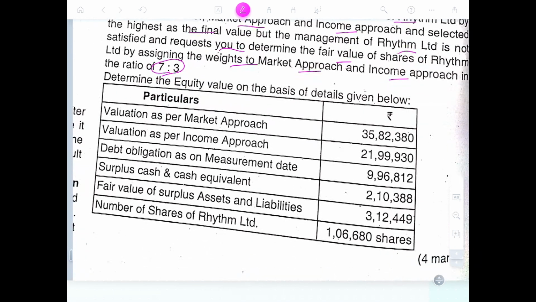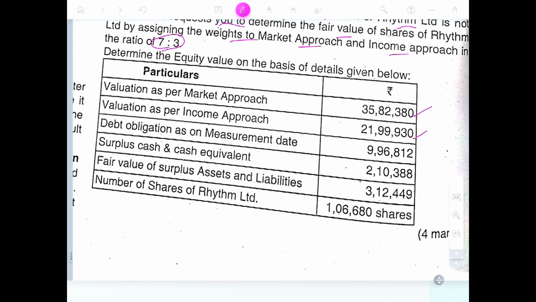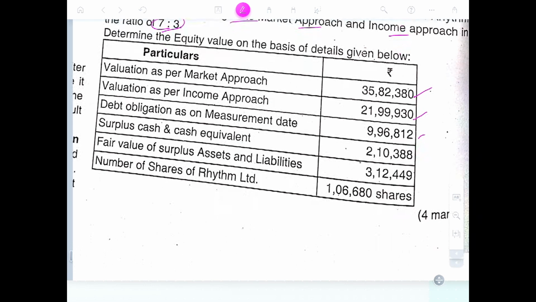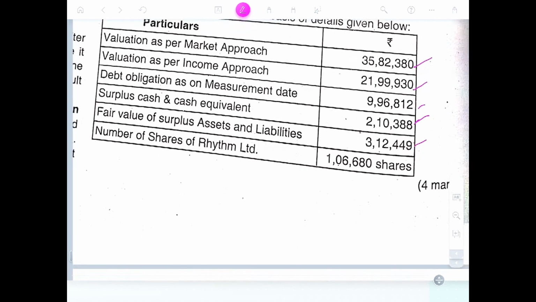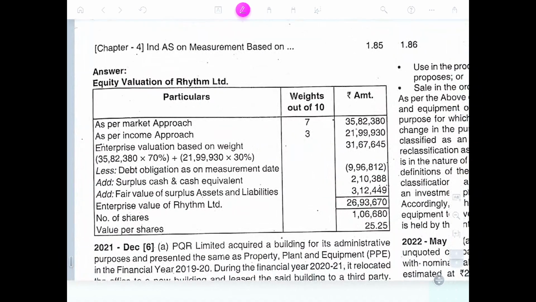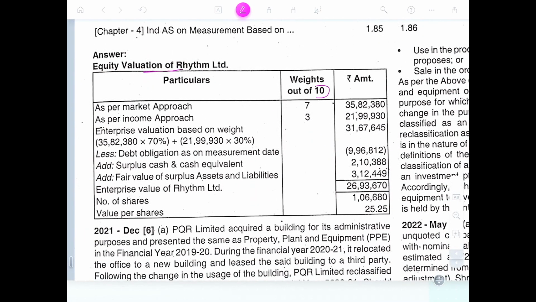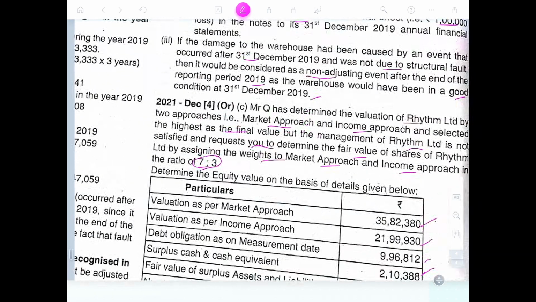Determine the equity value: valuation of market approach 35 lakh 82,380, valuation of income approach 31 lakh 930. Debt obligation at the measurement date 9,96,000, surplus and cash equivalent 210,000, fair value of surplus assets. The number of shares is 1 lakh 600 shares. Answer, equity valuation: the weight out of 7 is market approach 7, income approach 3.